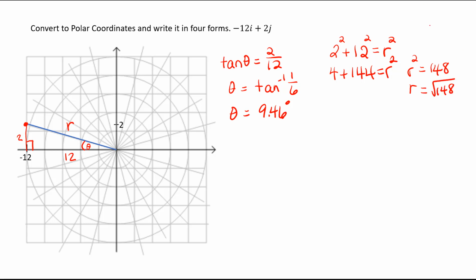I'm not sure if there are any perfect squares in there, so I will just do the prime factorization. 2 times 74. 74 is 2 times 37. So there's a 4 in there, so that is 2 times the square root of 37. So that's our r.